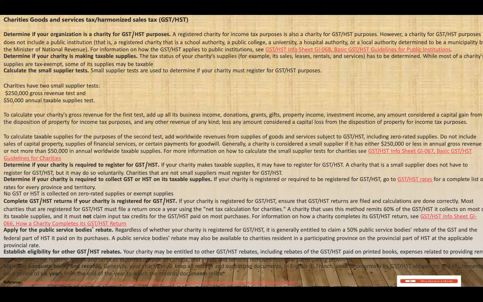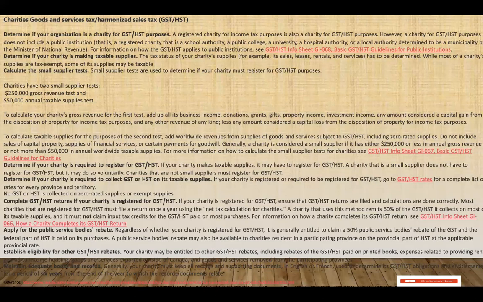You calculate the taxable supplies for the purposes of the second test as the worldwide revenues from the supplies of goods and services subject to GST, including zero-rated supplies. Do not include sales of capital property, supplies of financial services, or certain payments for goodwill. Generally, a charity is considered a small supplier if it has 250,000 or less in annual gross revenue, or 50,000 or less in annual worldwide taxable supplies.